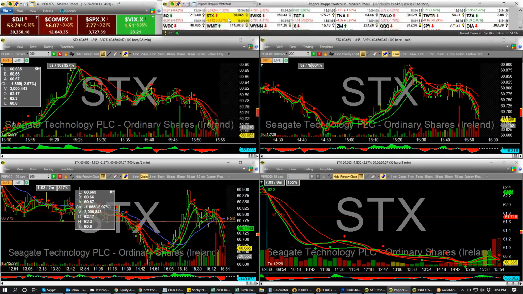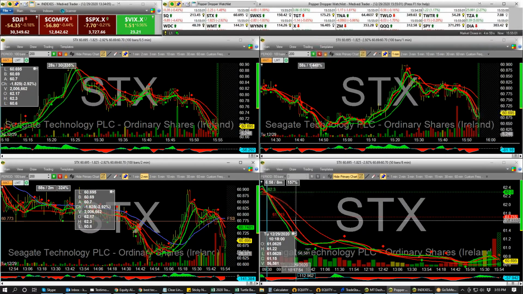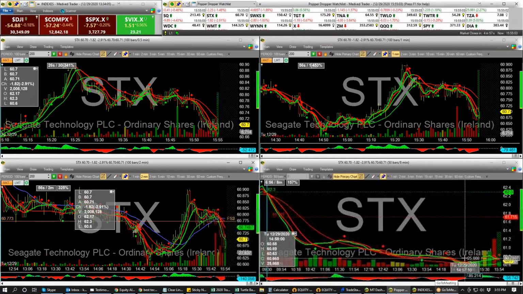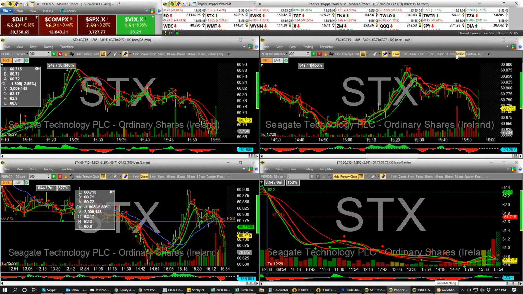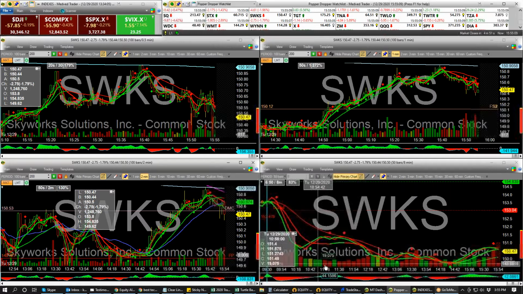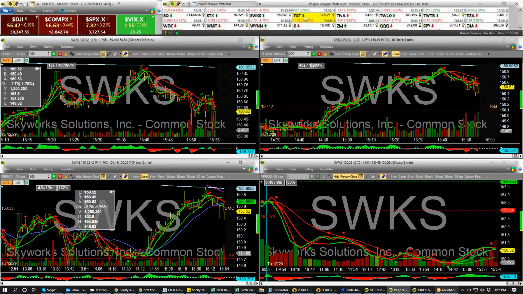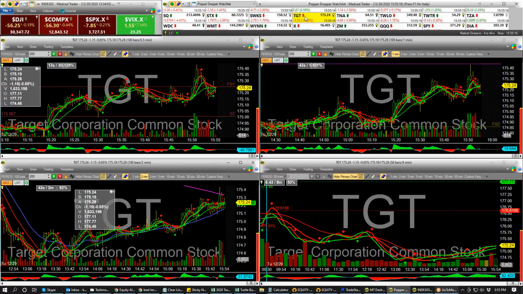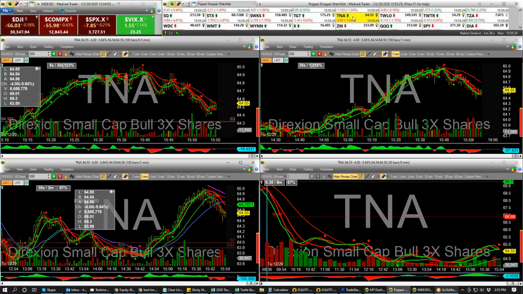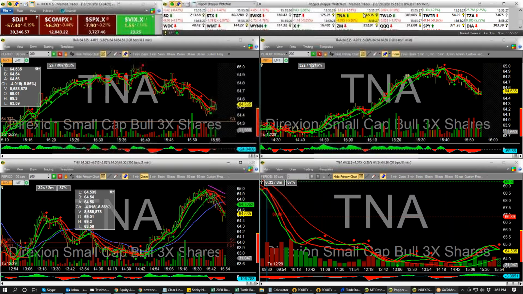Let's look, STX. STX most of the day, look at that, down. So we look for the shorts. Stayed red most of the day. Skyworks. More down than up, so look for shorts. Started getting a little up cycle on Target in the afternoon. TNA down most of the day.